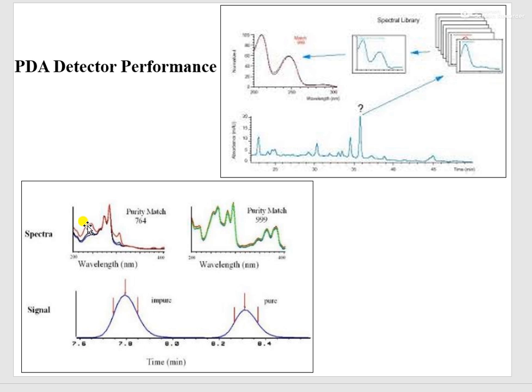But here you can see this red line is somewhat deviating, that means some impurity is there, so the purity match is only 76.4%. So you can say that this peak, though it looks like a single peak, has some impurity, something which is not resolved properly or not separated, it is hidden here. So this peak is not solely due to one component.